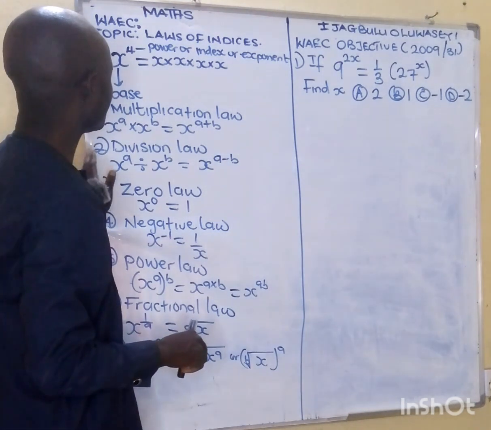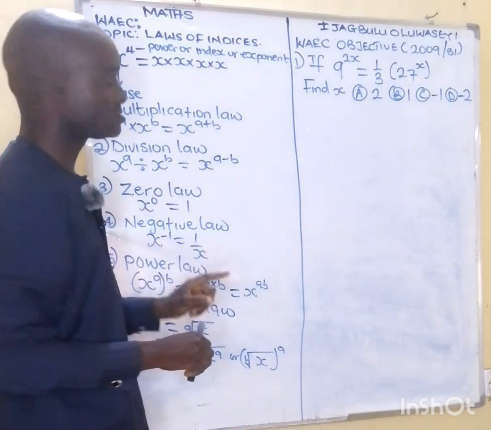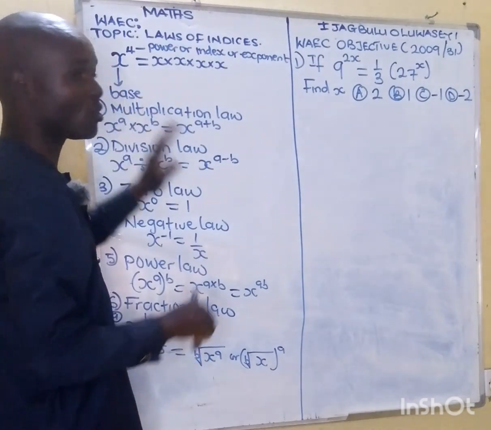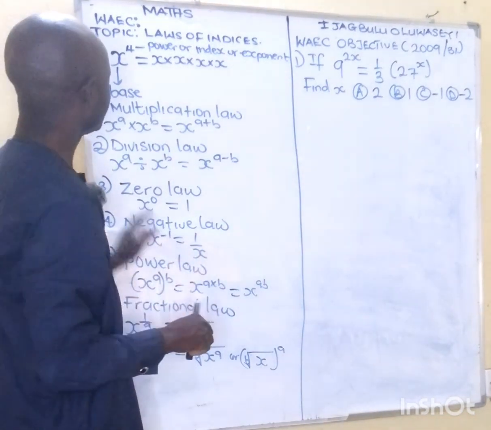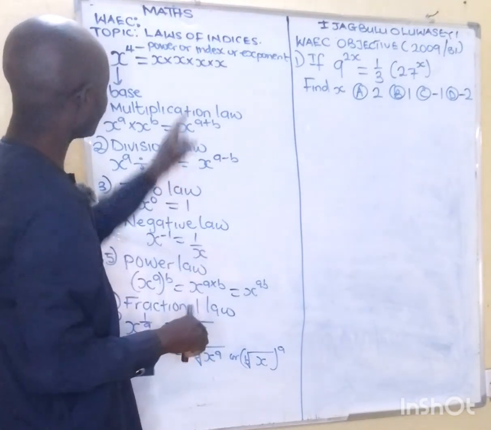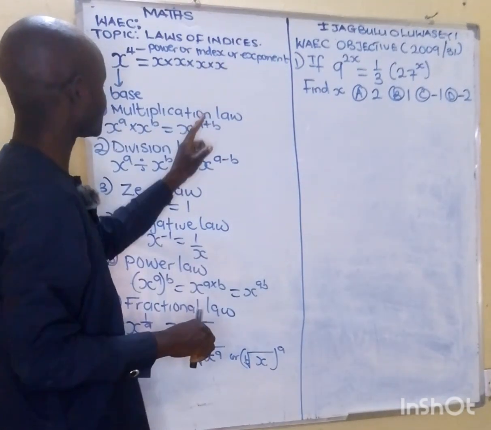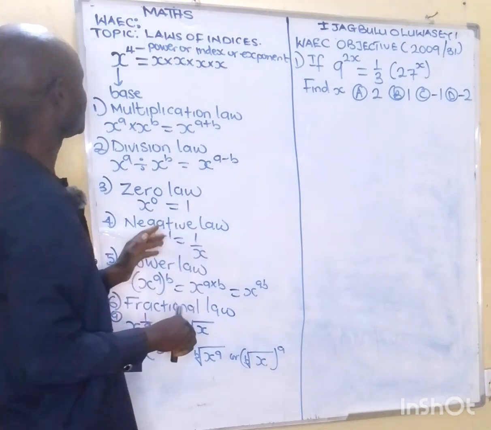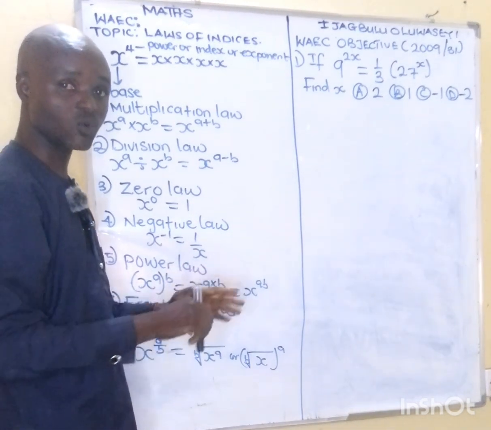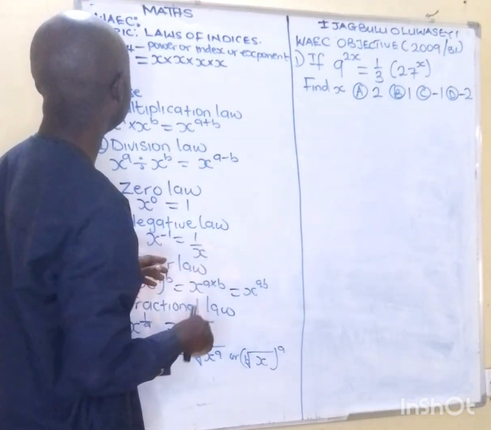But when we have more than one x raised to power 4, or any other number raised to any power, the plural of index is indices. So that is why we say the law of indices. When we have more than one, we apply the law to solve the problem.